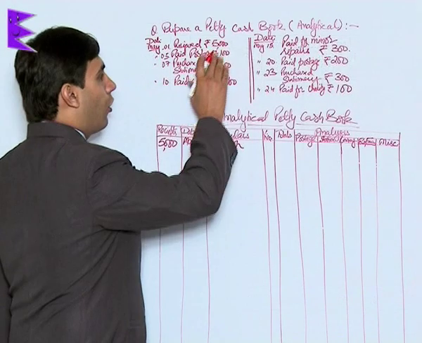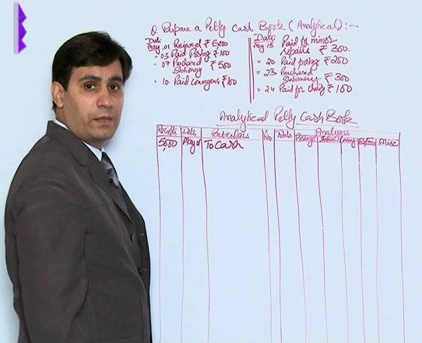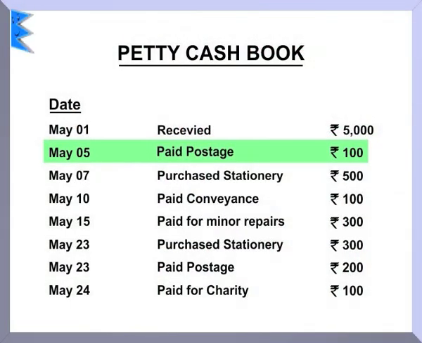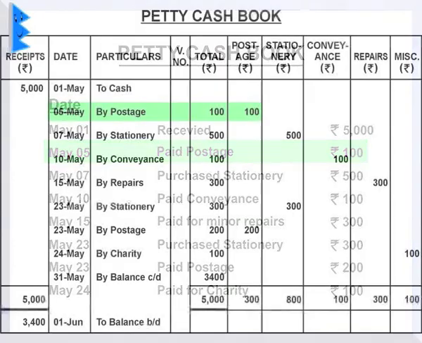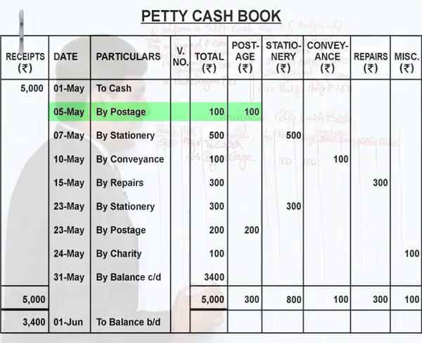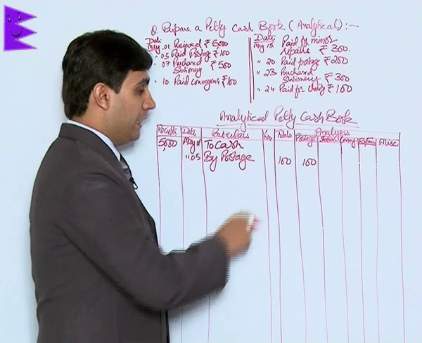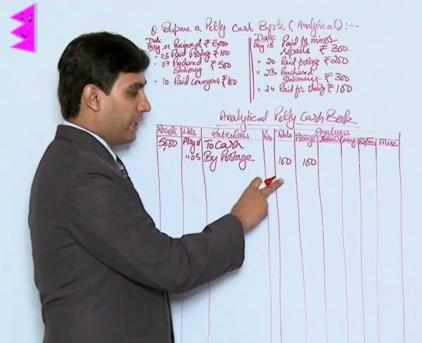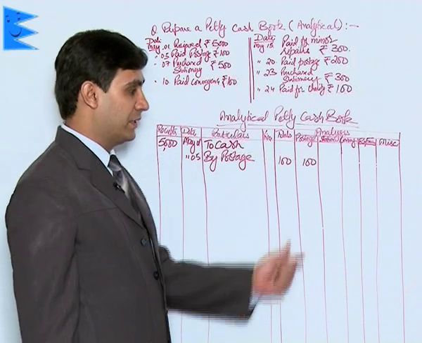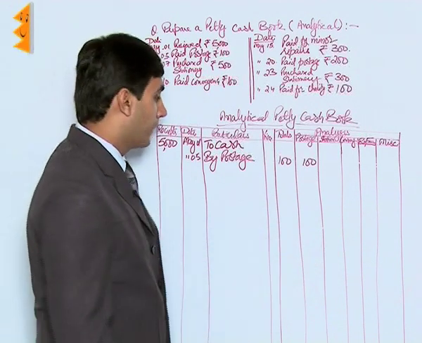Now students, all the remaining transactions here are payments. So on 5th May, paid postage. So by postage, payment of rupees 100 has been made. So in the totals column, enter rupees 100. And for analysis, in the postage column, we'll put in 100. That is, the entries would be made in the totals column for sure. For totaling out and finding the balance, every entry has to be put in the totals column. And for analysis purpose, it is put in the respective column.